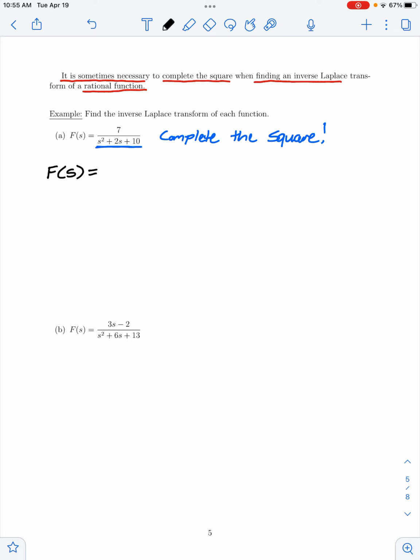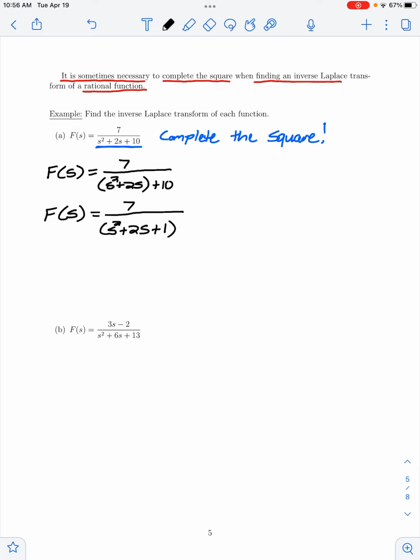We have F of s is 7 over, completing the square, I have my s squared plus 2s terms, and then my plus 10 I can think of as being on the end. And so by completing the square, to my s squared plus 2s terms, I ask myself, what could I add so that this would then be factored as a perfect square?